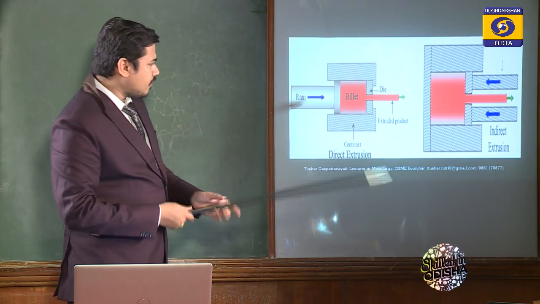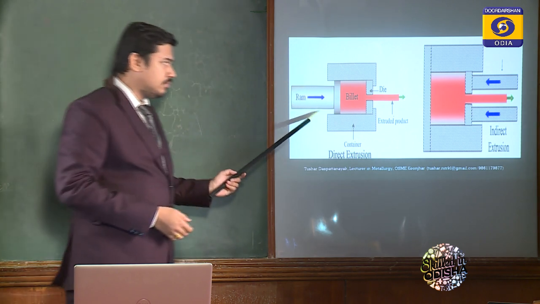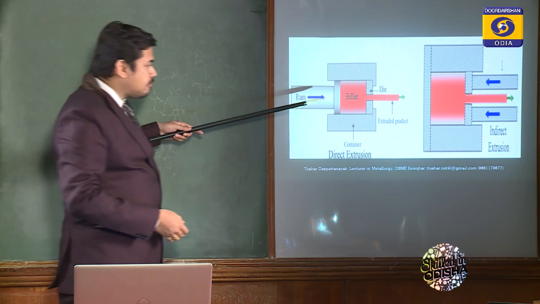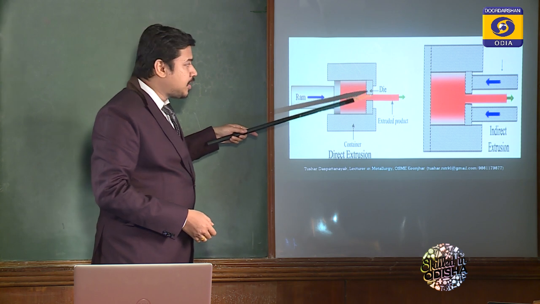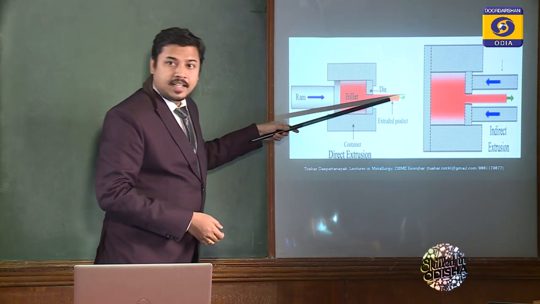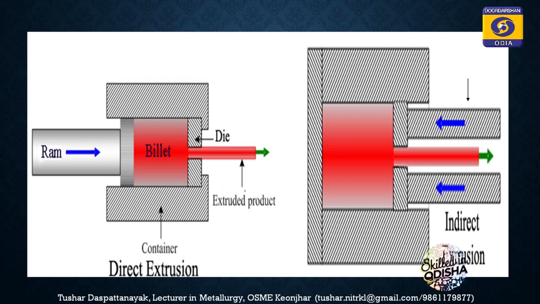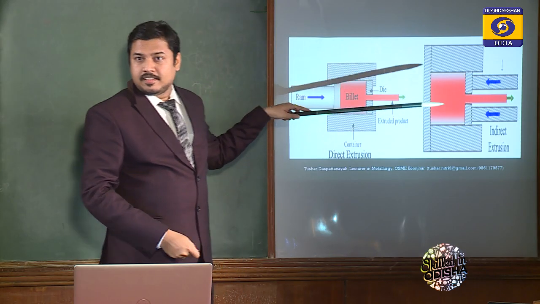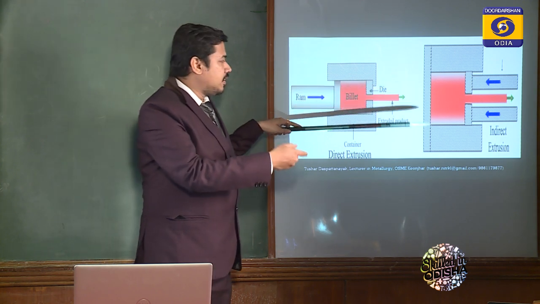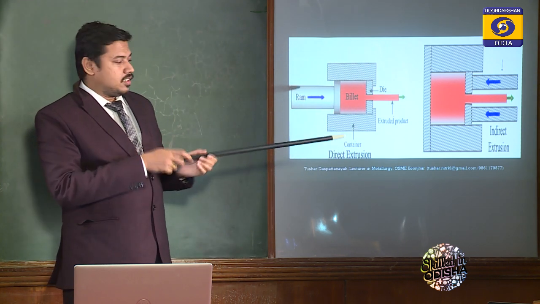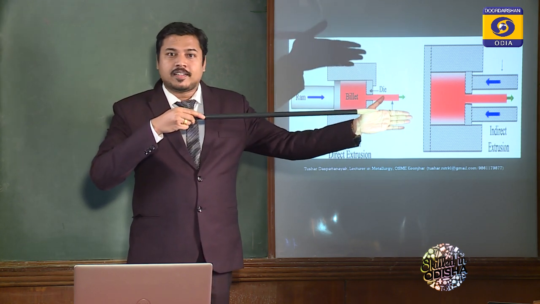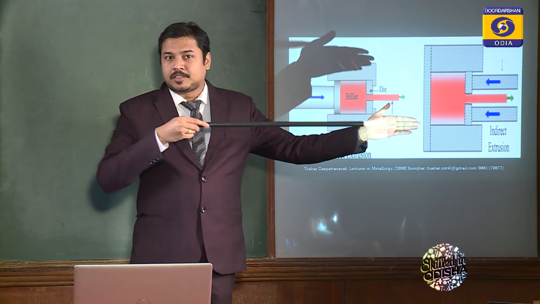First, I'll explain direct extrusion and indirect extrusion simultaneously. Look at this. This is a solid ram. This is a billet. This is the container. This is the die. I'm applying force from this side. The extruded product comes out from the same side, that is, in the direction of force. This is direct extrusion. The application of force and the direction of product are in the same direction.